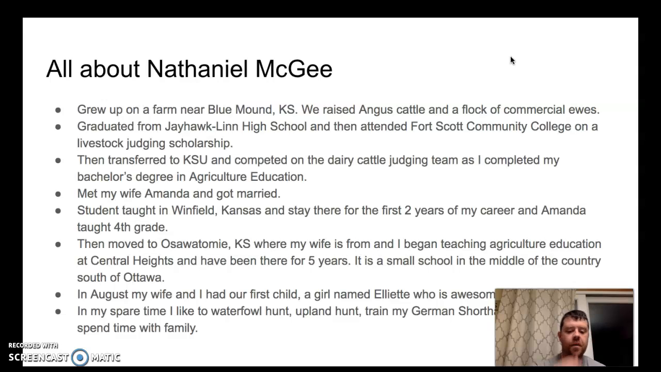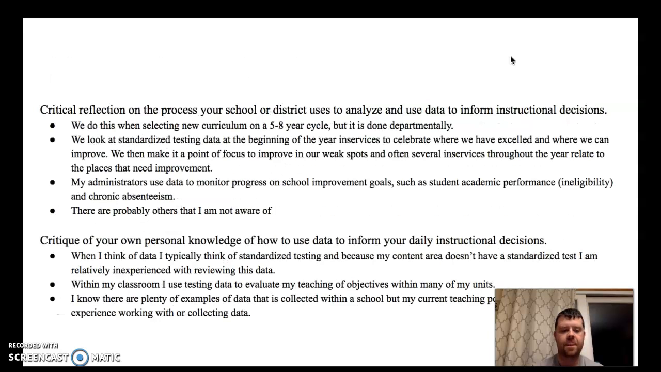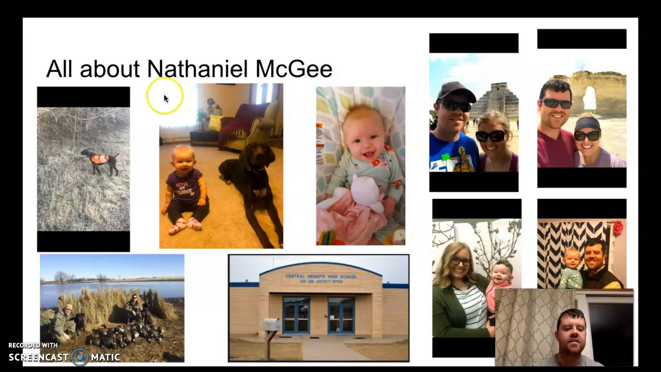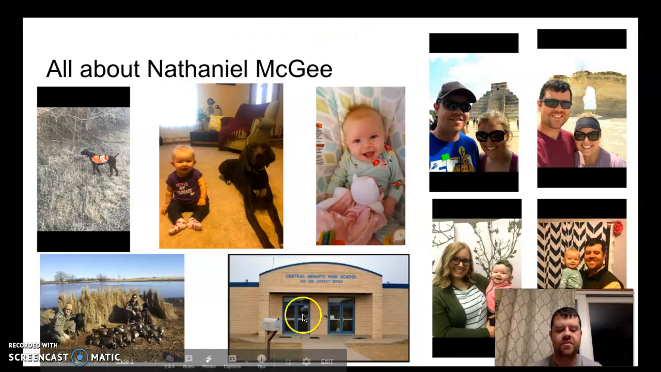In August of this year, my wife and I welcomed our first child into our family, a girl named Elliot, who's awesome and a lot of fun. In my spare time, I like to waterfowl hunt and upland hunt and train my German Shorthair. Occasionally, I like to fish. I like to travel and spend time with my family. Here are some pictures of all of that right here. We got my dog Rookie. This is my daughter Elliot. Then we got some vacations me and my wife have gone on, and there's my high school.